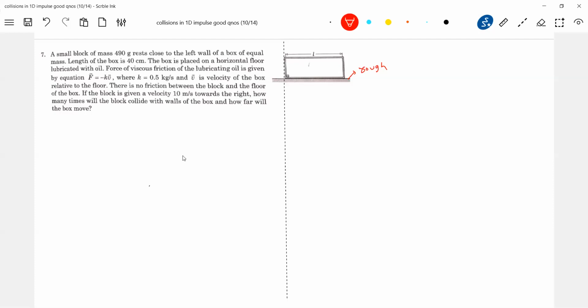So in a small corner, we have a block here. It may not be visible properly, so I'm putting it in red color. There's a ball, that one. A small block at rest to the left of the box, of equal mass. So what is the mass of the block as well as the box? Both are the same, and it's saying elastic collision. If the block is given velocity 10 meter per second towards right, I'll proceed directly with the diagrams here.